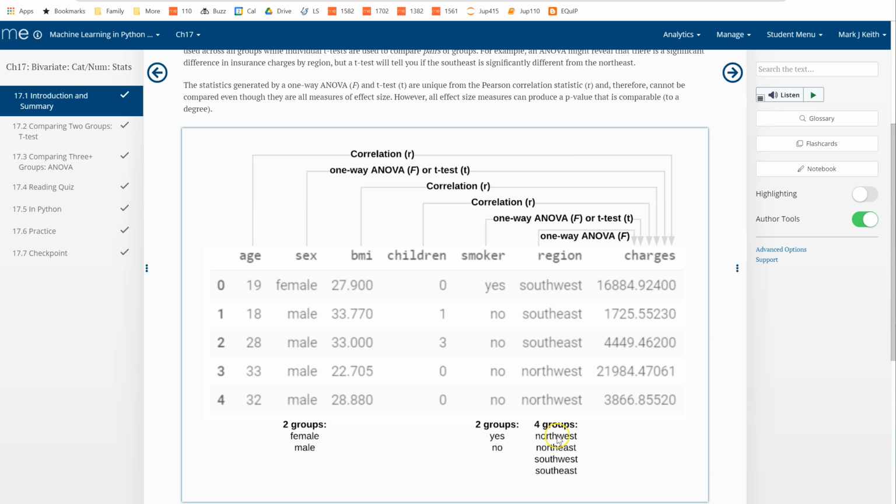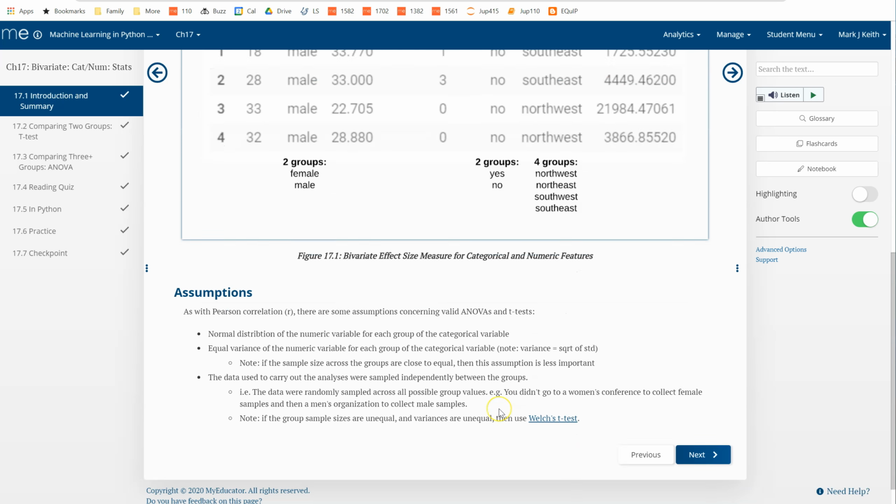So we can use a t-test to compare northwest to northeast, northwest to southeast, and northwest to southwest, and then northeast to southwest, northeast to southeast, and then southwest to southeast. So it'll be a total of 1, 2, 3, 4, 5, 6 comparisons if there's 4 groups.